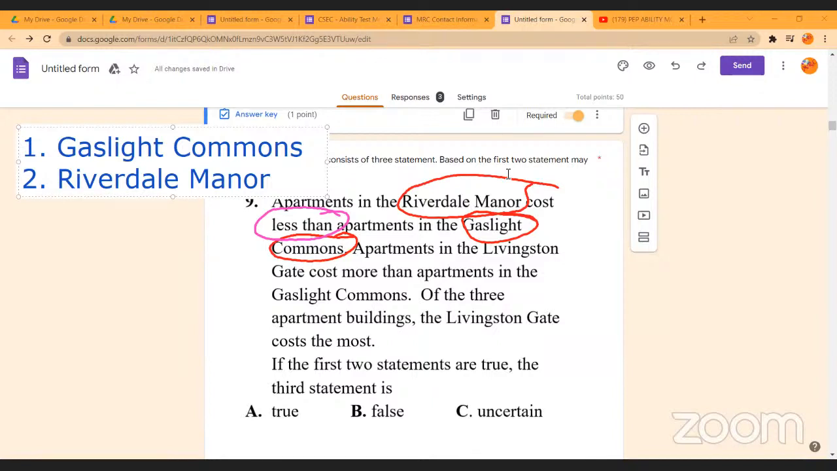Go now. Read it. Yes, miss, no mistake. Now, let's go. Apartments in the Riverdale. Come on, man. Look at the word.